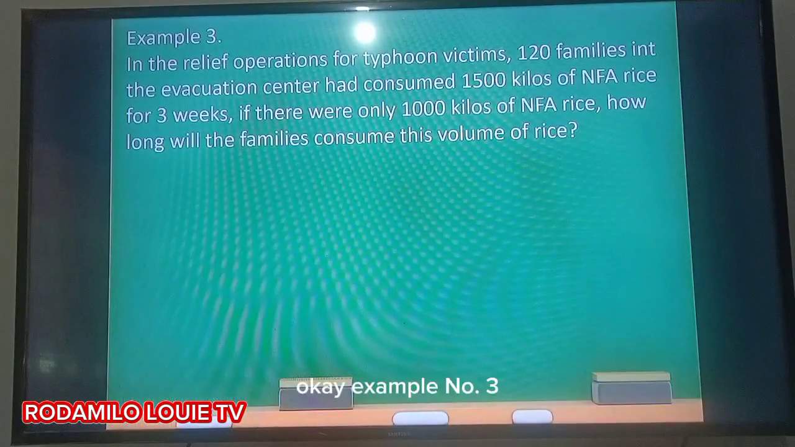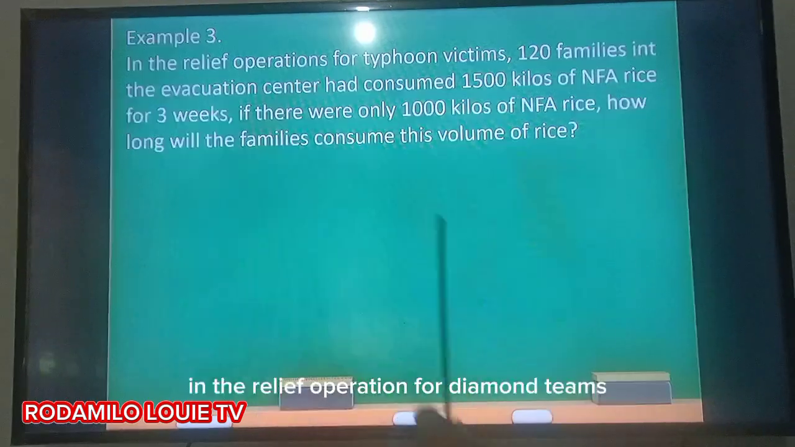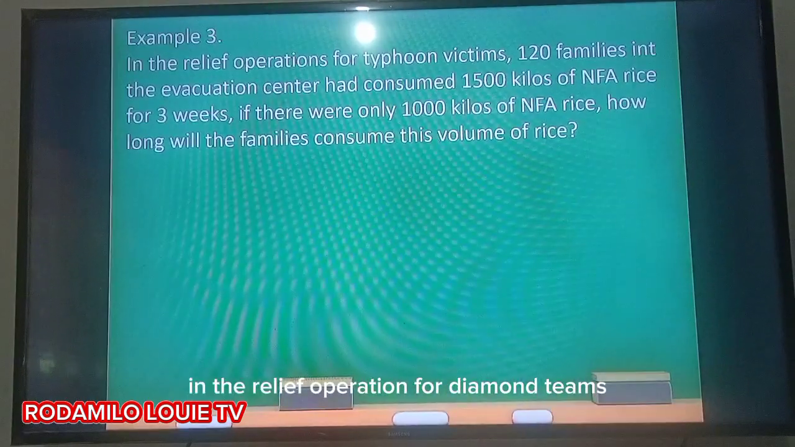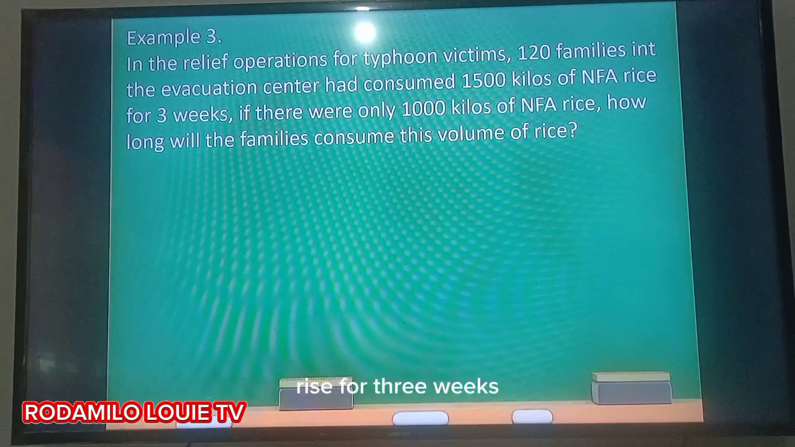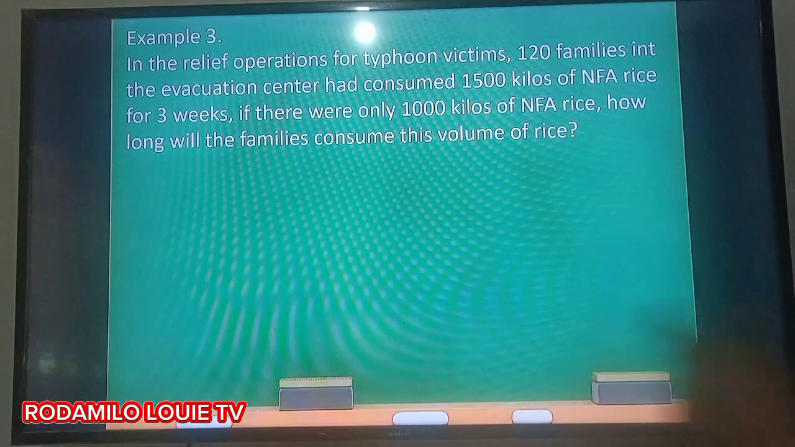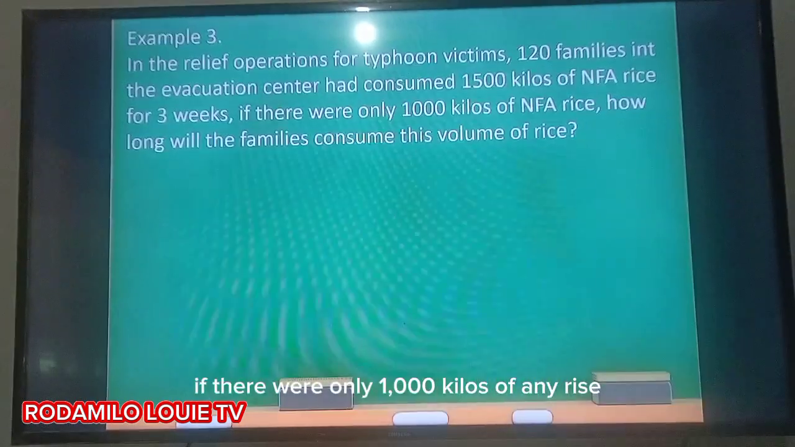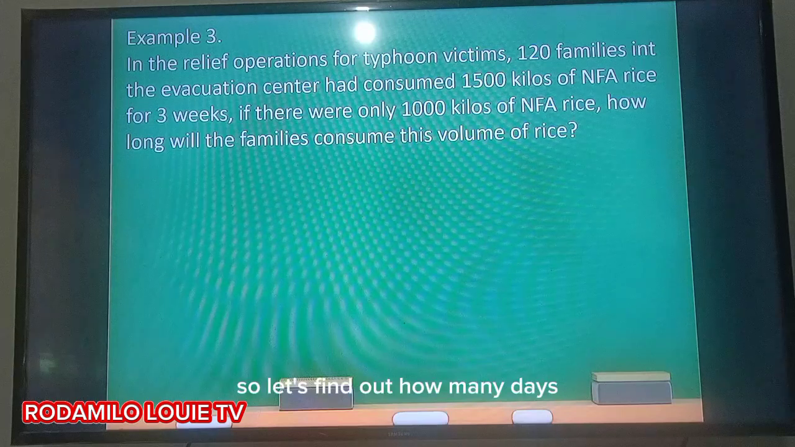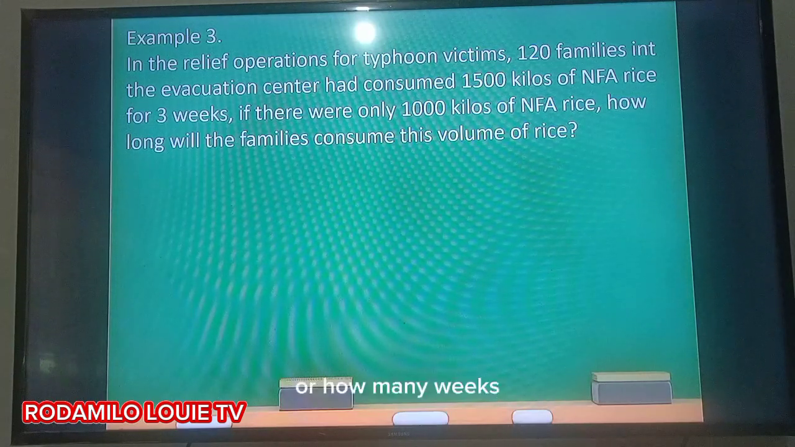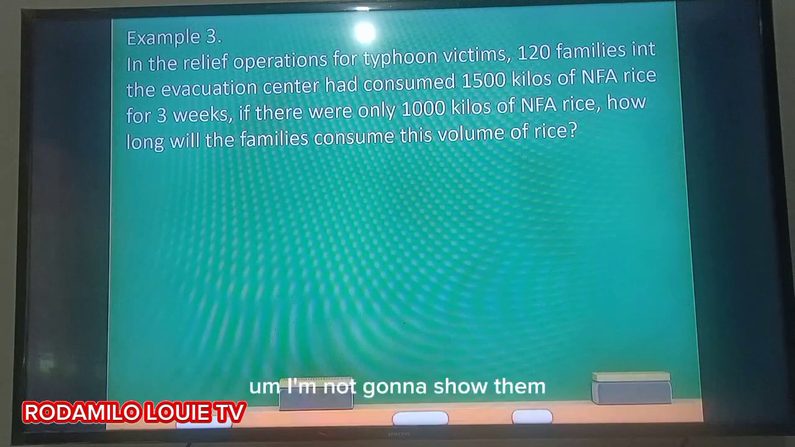Okay, example number 3. In the relief operation for typhoon victims, 120 families in the evacuation center had consumed 1,500 kilos of lentil rice for 3 weeks. If there were only 1,000 kilos of lentil rice, how long will the families consume this volume of rice? So, let's find out how many weeks it will take to consume 1,000 kilos of rice.